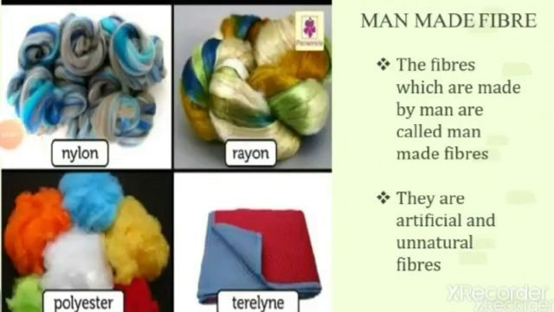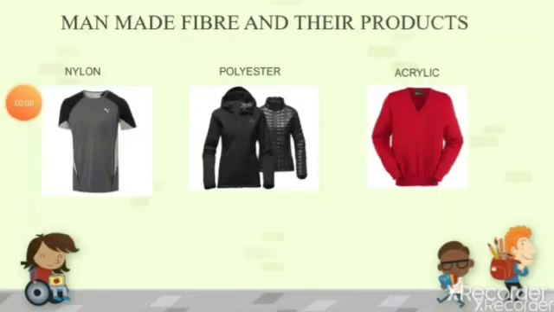Other than natural fibers, we have some artificial fibers which are man-made. They are unnatural. They are produced by adding some chemicals to the natural sources. For example, nylon, rayon, polyester and terylene. Man-made fibers like nylon, polyester and acrylic are used to make t-shirts, waterproof jackets and sweaters. Man-made fibers have the advantage of being long lasting, wrinkle free and waterproof.